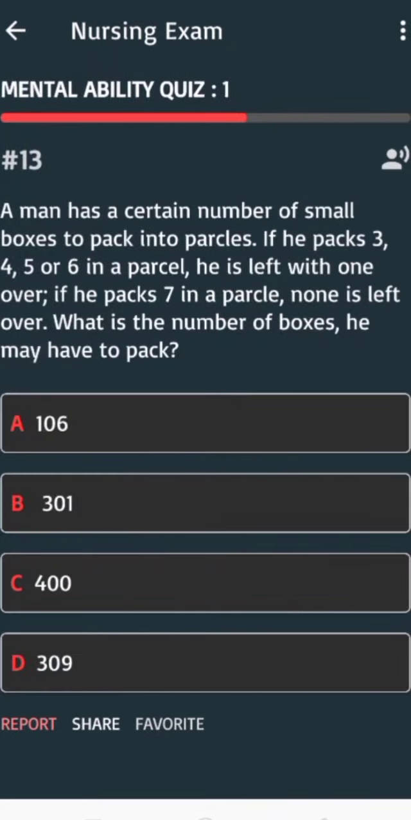A man has a certain number of small boxes to pack into parcels. If he packs 3, 4, 5 or 6 in a parcel, he is left with 1 over. If he packs 7 in a parcel, none is left over. What is the number of boxes he may have to pack? A. 106. B. 301. C. 400. D. 309.